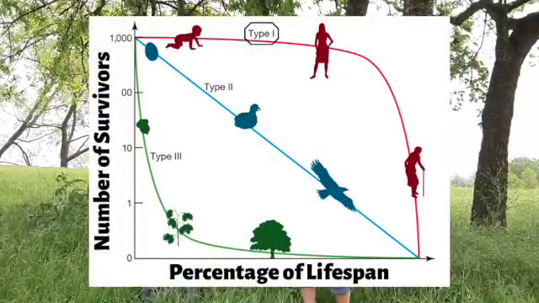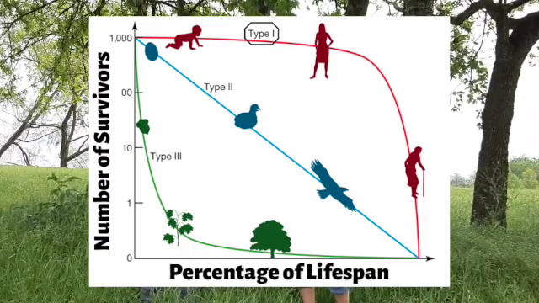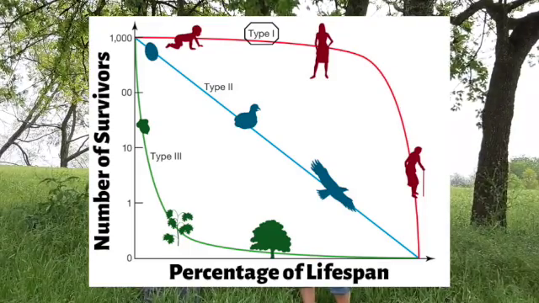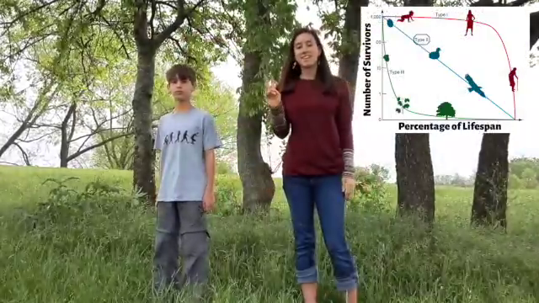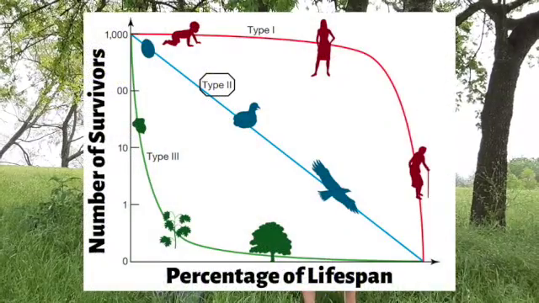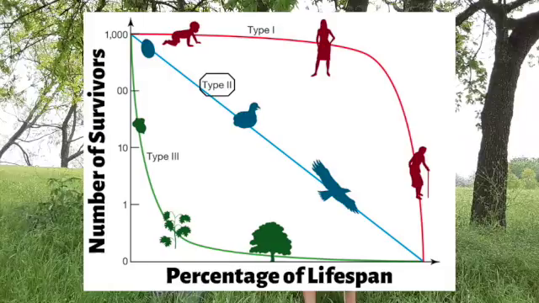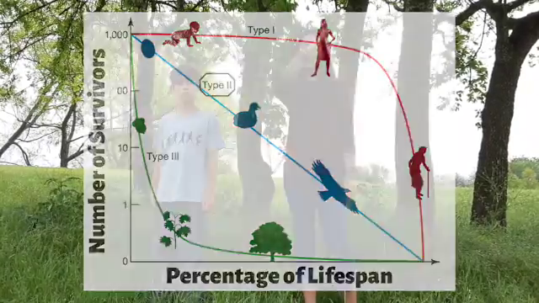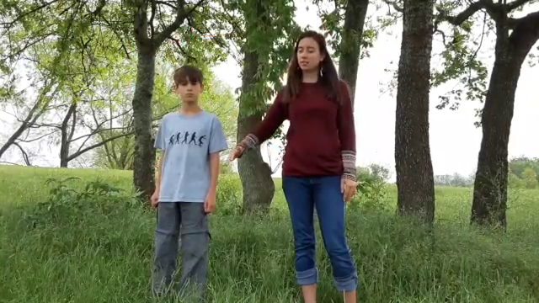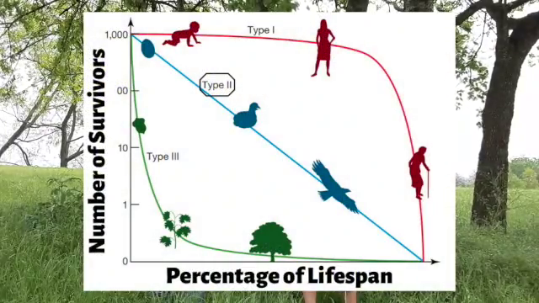Type 1 represents species like humans. Most humans survive from the beginning of their life to old age, and then everyone starts dying off at the end of their lifespan. Type 2 represents animals like birds. Birds die at a constant rate throughout their lifespan. A predator doesn't care if a bird is 2 months old or a year old. The birds die at the same rate, which means their curve looks like this. It's a straight line of decline.